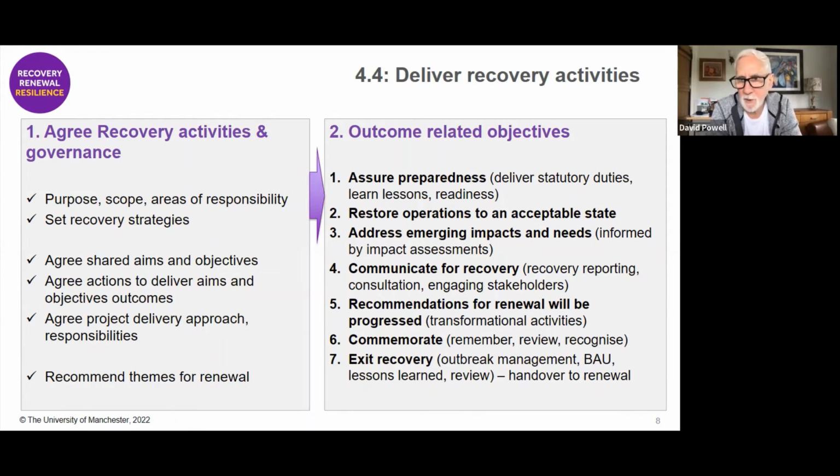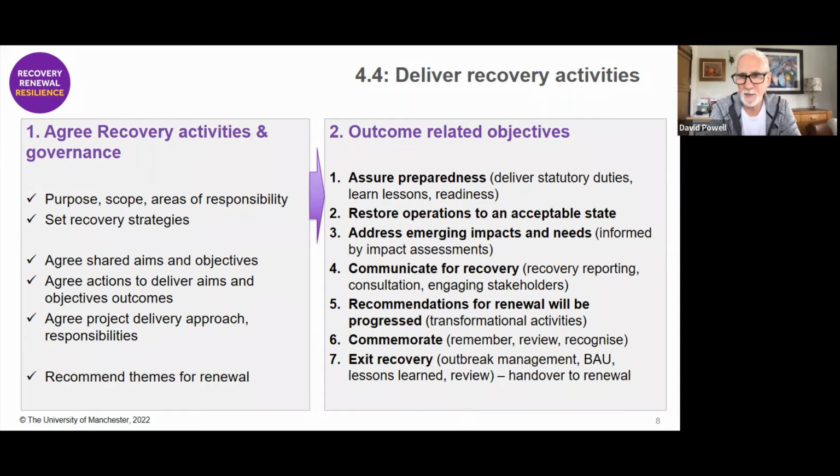We always think it's most important to immediately assure preparedness, because let's be right, you don't know when the next disaster is coming. It could indeed be tomorrow. It could be concurrent, or it could be a re-emergence of the original disaster that got you working together as a partnership in the first place. Normally we would describe preparedness as: can you continue to deliver your statutory duties, your responsibilities as an organisation and collectively as a partnership? Have you learned lessons, and are you ready for the next event?